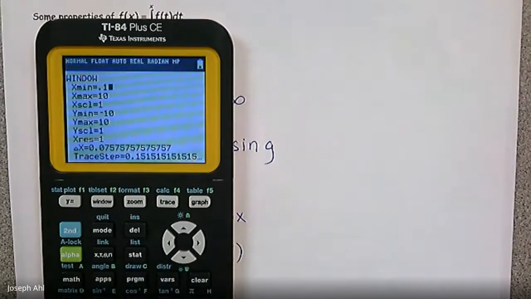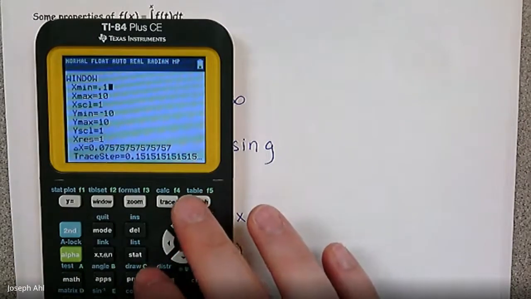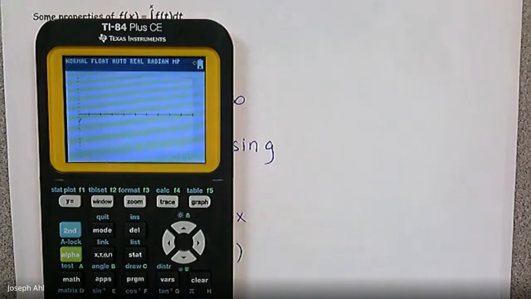And that might be the only thing you have to change about the window, such that when you hit graph, it's going to start graphing your accumulation function slowly but surely. I'll bring this back up later. We'll see how close it looks to ln x, because then I'll graph ln x as well.